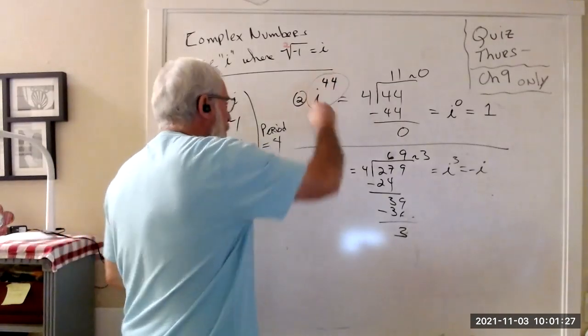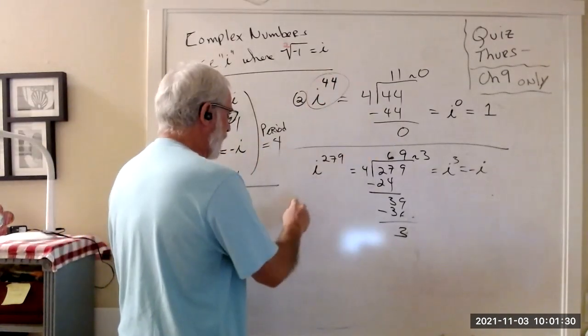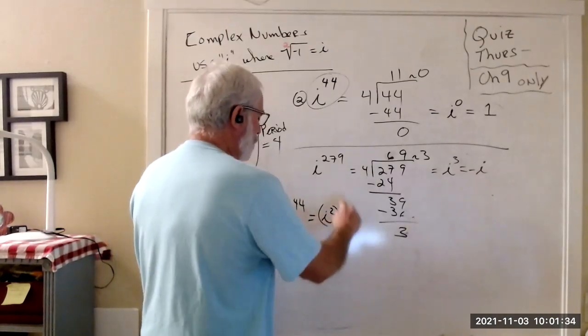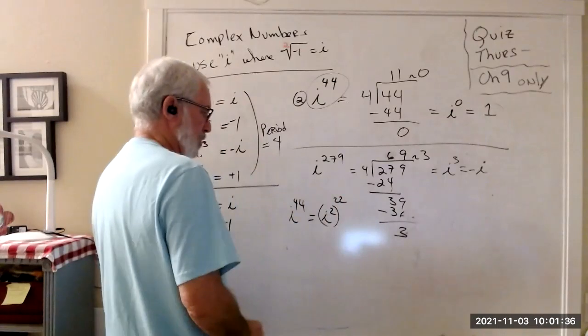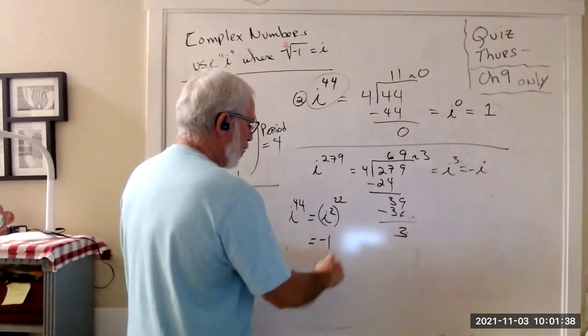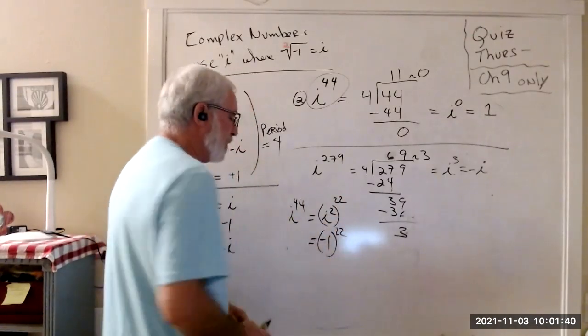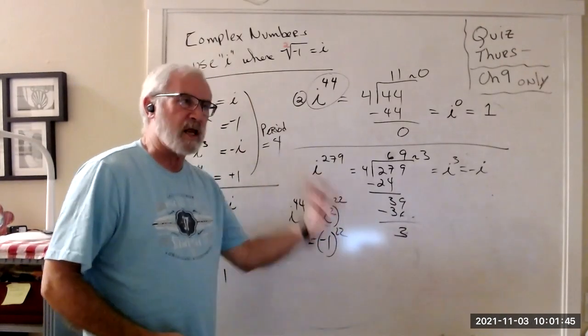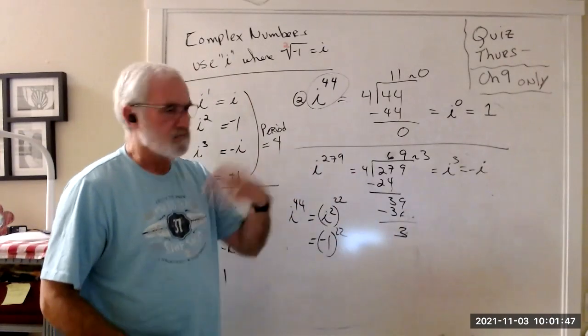But for that one, it would work out fine. You're saying if i to the 44, that would be i to the 2, to the 22. 2 times, yes. So that would be -1 to the 22 power, and that'd be +1, because you know the rule about even powers and odd powers. Yes. Absolutely.